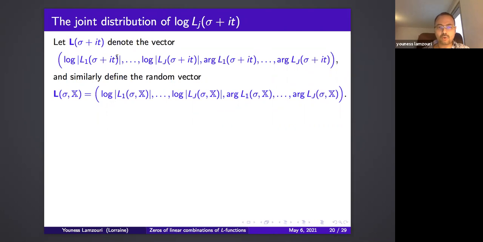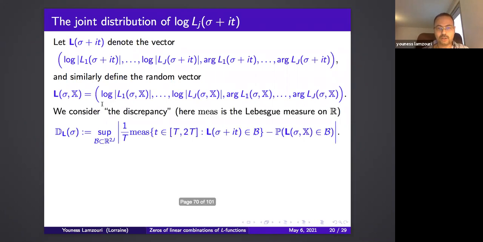And to measure how close the distributions are, we are going to bound the following quantity, which we call the discrepancy of the measures. So what is this? It's the supremum over all boxes. B here stands for a rectangular box in the space R^{2J} with sides parallel to the coordinate axes, and which can be unbounded.